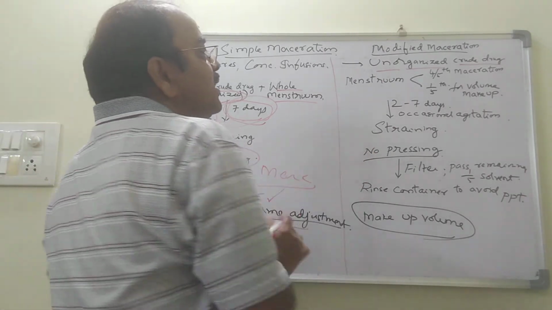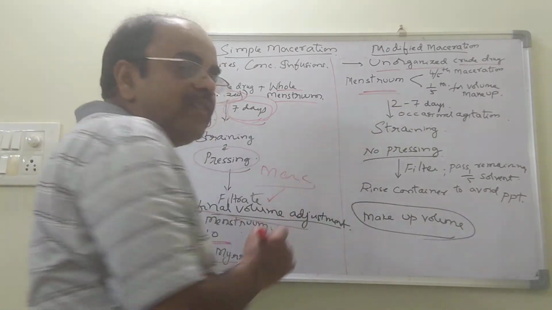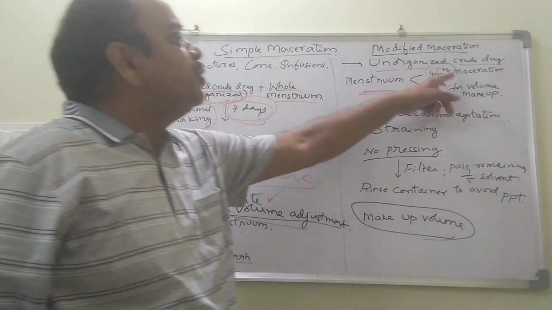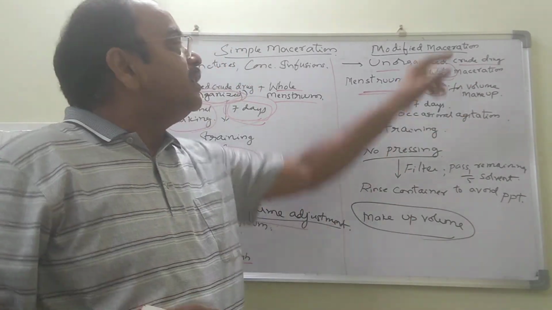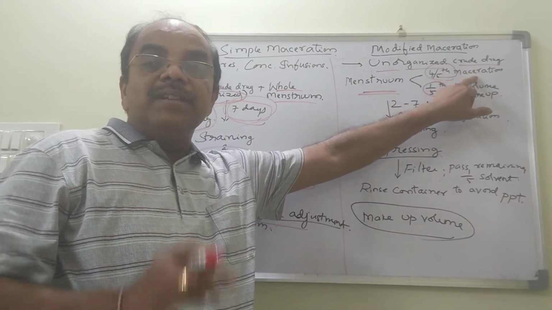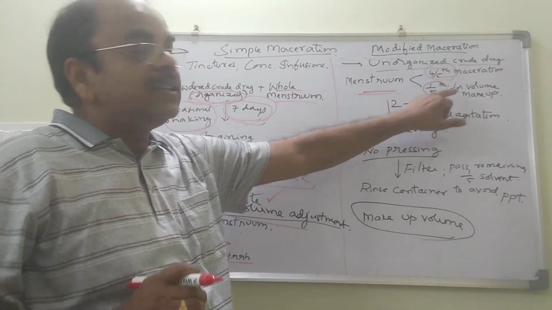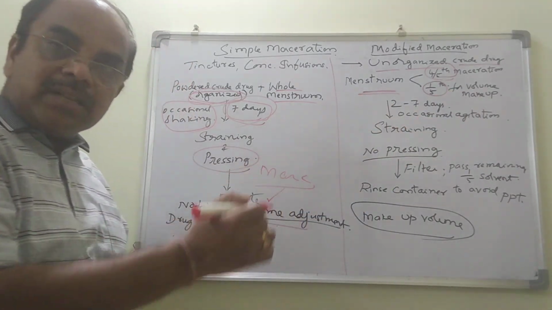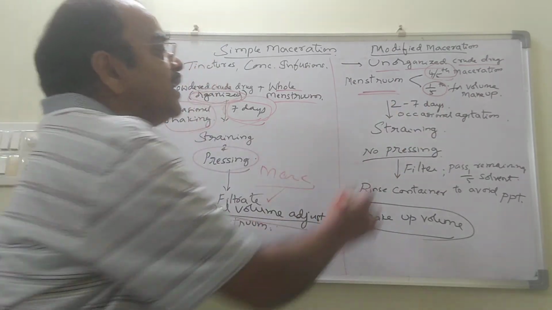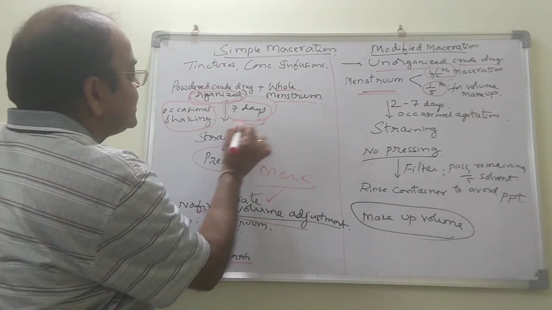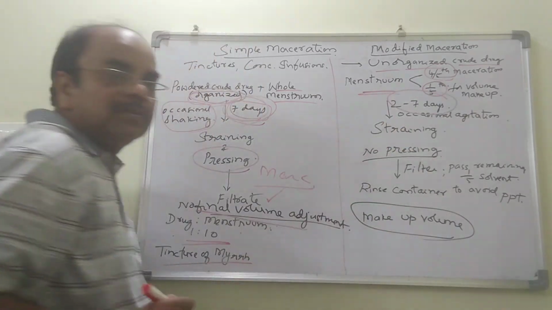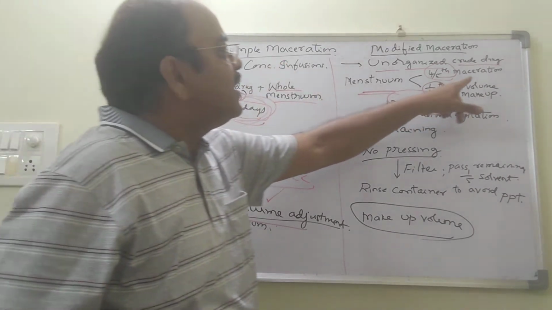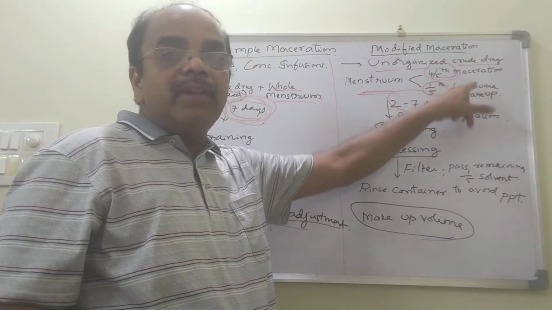Right? Here in this process, take the menstruum, this solvent, and divide into 2 portions. 80% and 20%. 4/5 of the volume and 1/5 of the volume. The 4/5 of the volume is for the maceration process, and 1/5 of the volume is for the final volume makeup. Right? And this maceration process is for 2 to 7 days with occasional agitation. Here it is 7 days, here it is 2 to 7 days. Right? There we add the entire solvent at a time. Here we divide into 2 portions, 4/5 and 1/5 portion.